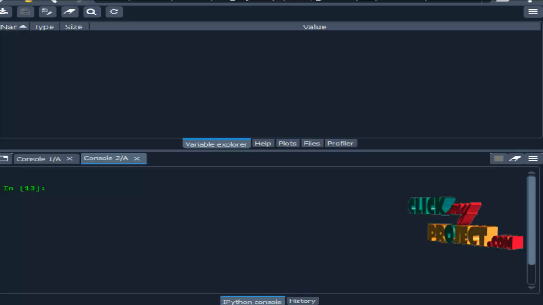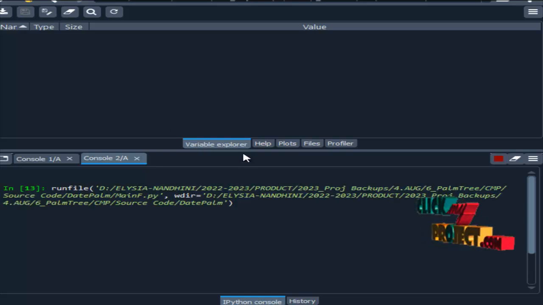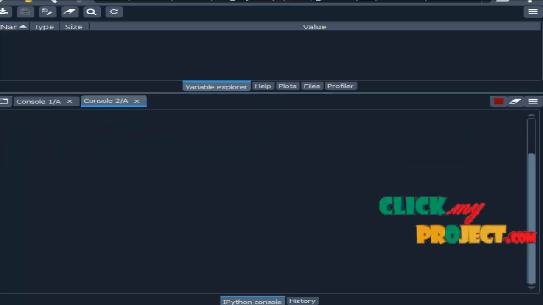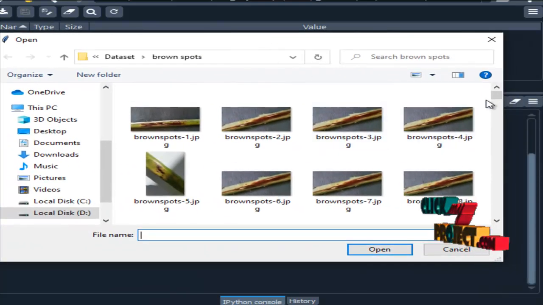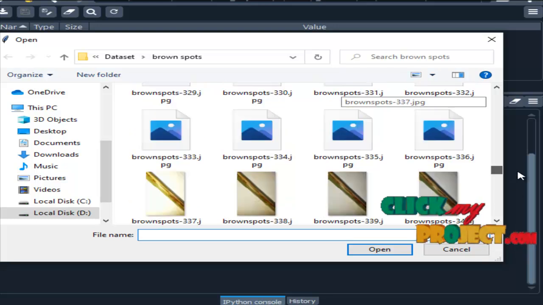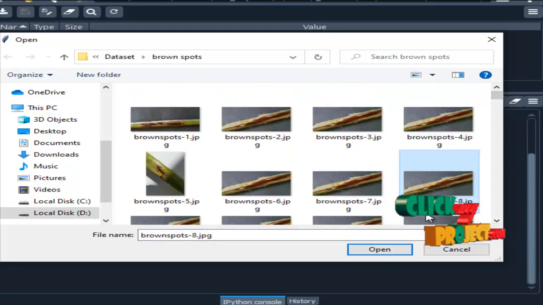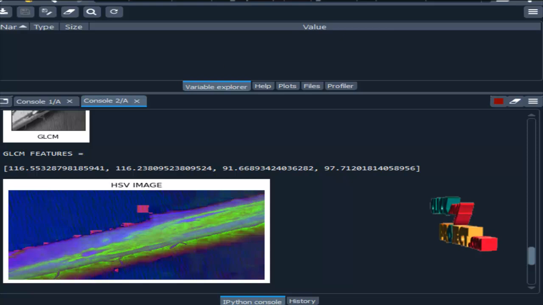Now we are going to discuss the output of our project. We ran our project in Spyder IDE from Anaconda Navigator. Here we can choose one input image from your dataset. So these are the date palm images. First I choose one input image.